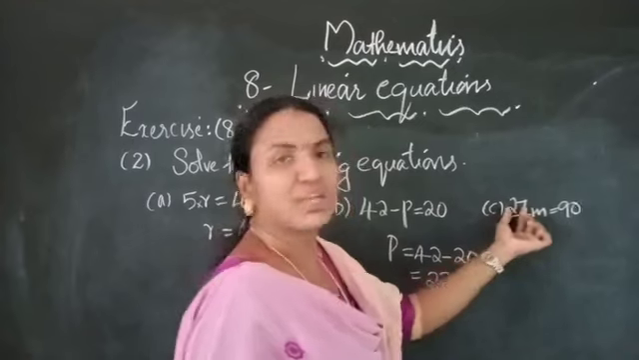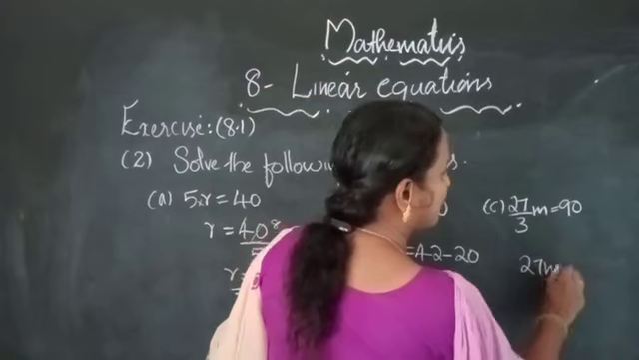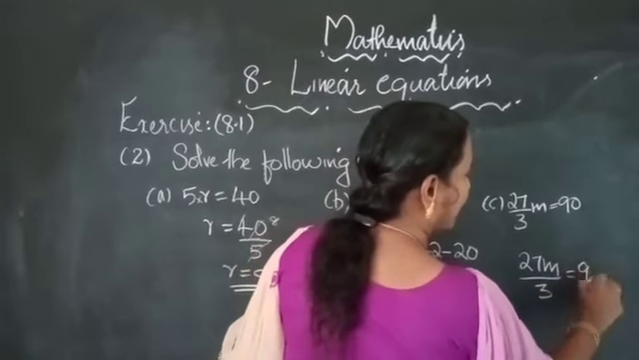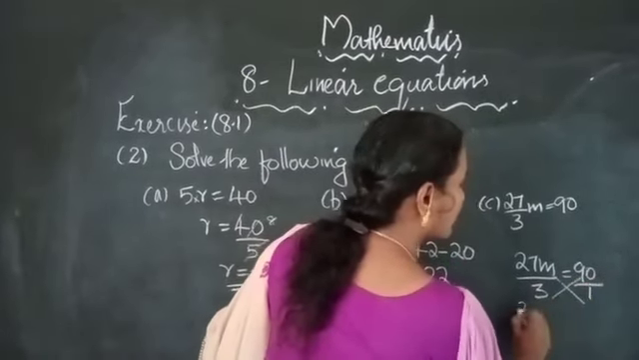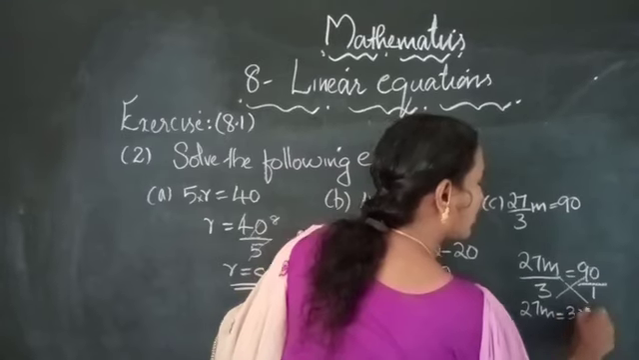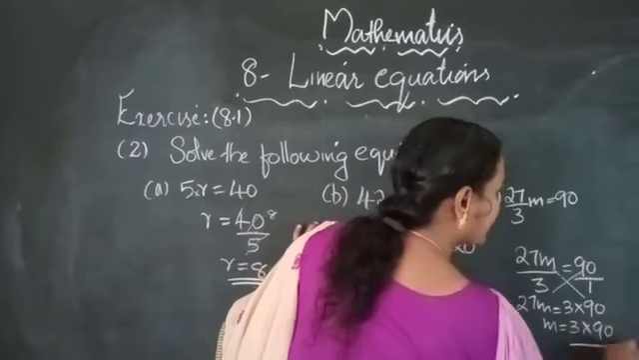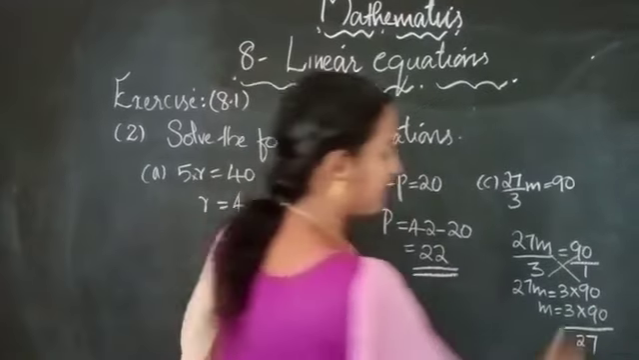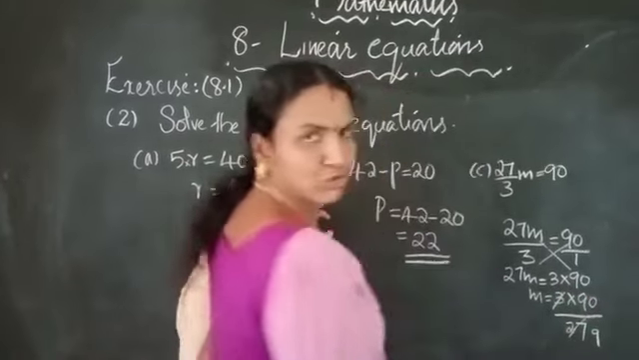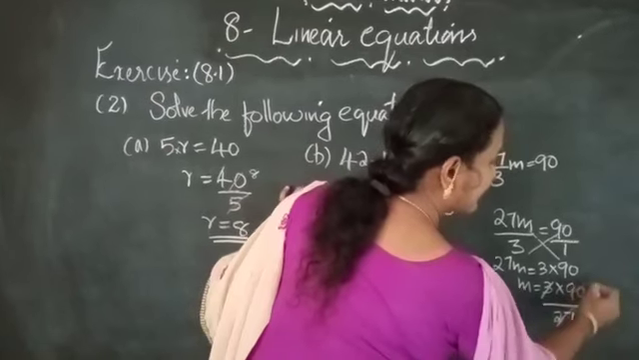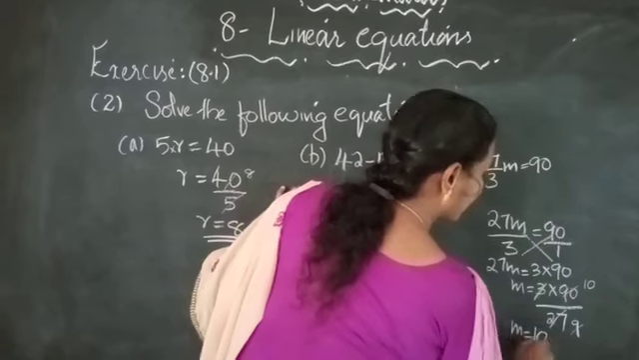Next, option C, 27m by 3 is equal to 90. So 27m divided by 3 is equal to 90. Here 90 can be written as 90 by 1. By cross multiplying, 27m is equal to 3 into 90. So m is equal to 3 into 90 divided by 27. You can cancel 3 and 27. 1 3 is 3 and 9 3s are 27. And 9 and 90 cancel. 10 9s are 90. So m is equal to 10.